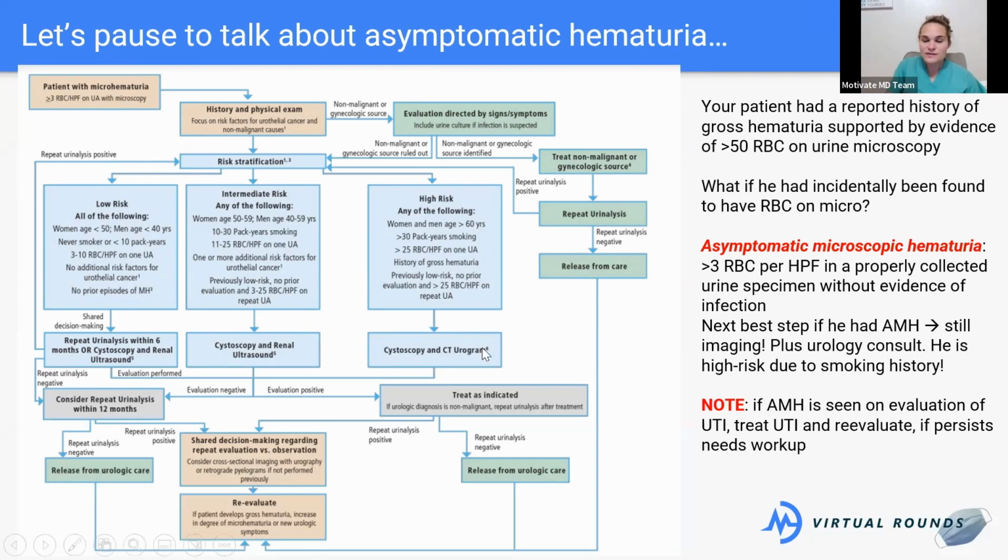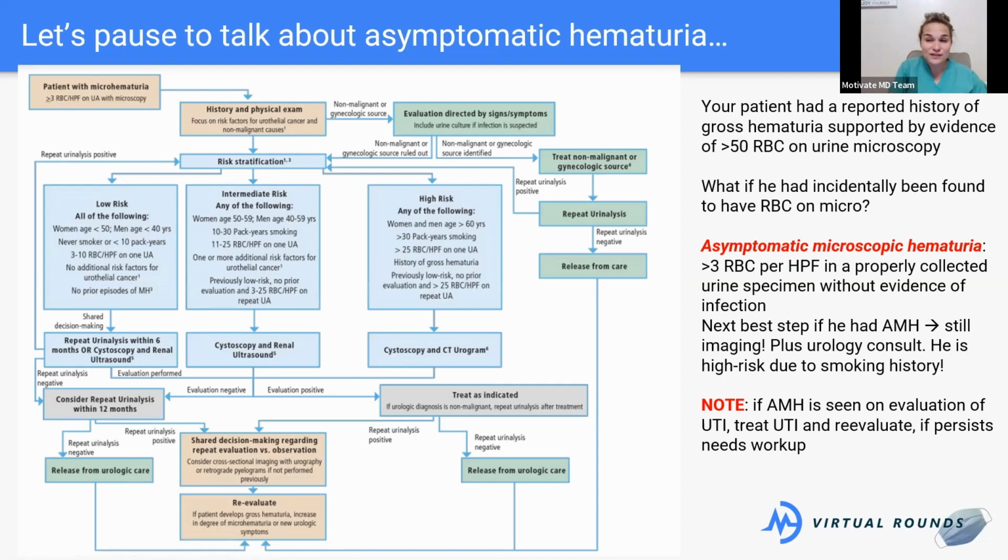Do we have to do this multiphasic CT, the CT urogram and a cystoscopy, or can we get by with just a cystoscopy and a renal ultrasound, or maybe repeating everything in 6 months? So basically, risk stratification is big. For our patient, he had greater than 50 red blood cells on urine microscopy, which is gross hematuria. That automatically puts him in the high risk category. So we're automatically doing the cystoscopy and the CT urogram.